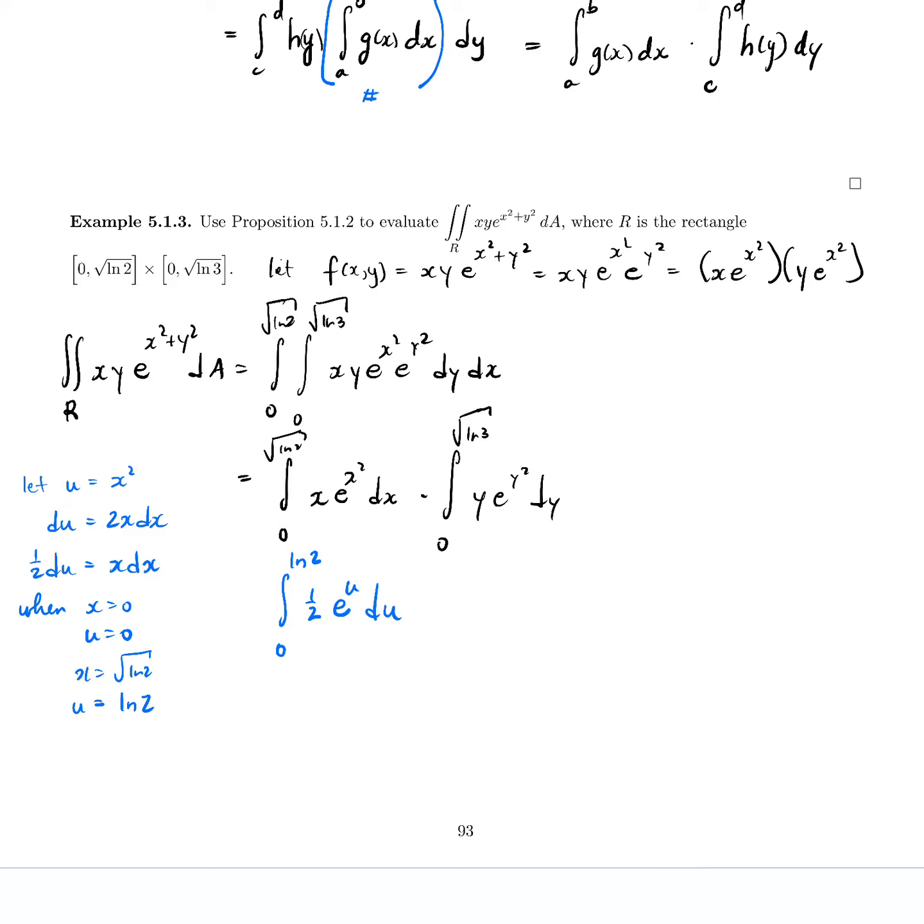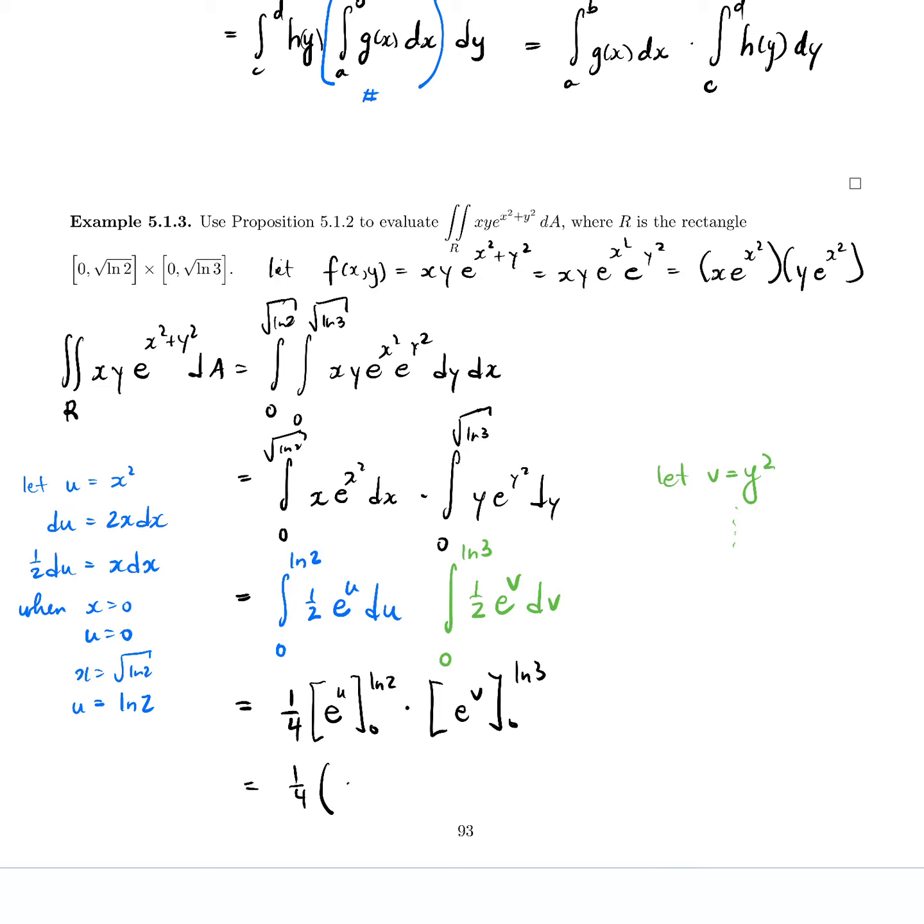And if I do a very similar thing on the other side, I would let v be equal to y squared, and I will get the same kind of situation. So the integral from 0 to ln 3 of 1/2 e to the v dv. These are both simple integrals now. So the 1/2 times 1/2, I'll bring those out to the front, times 1/4. I have e to the u, that's the antiderivative that I need, from 0 to ln 2, times e to the v from 0 to ln 3, which gives me 1/4 times e to the ln 2 is just 2, minus e to the 0 is 1. e to the ln 3 is 3, minus e to the 0 is 1. So 1/4 times 2 minus 1 is 1, times 3 minus 1 is 2.